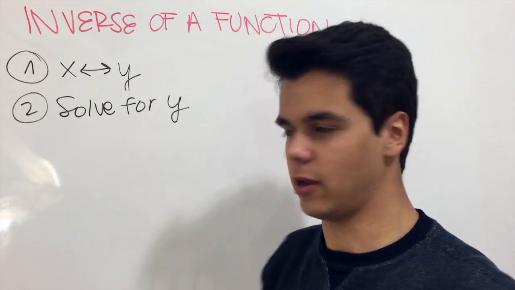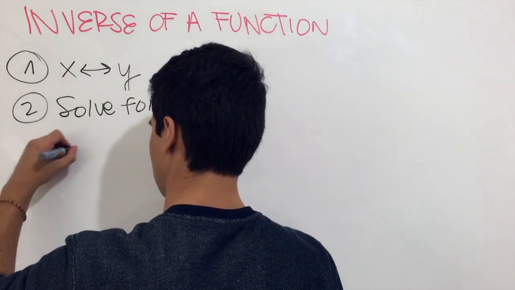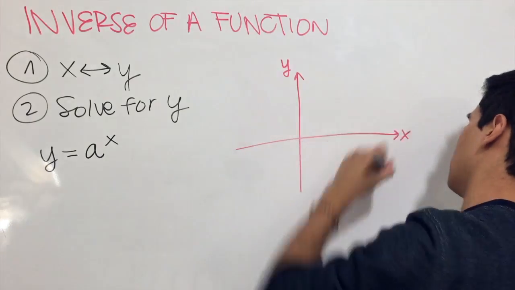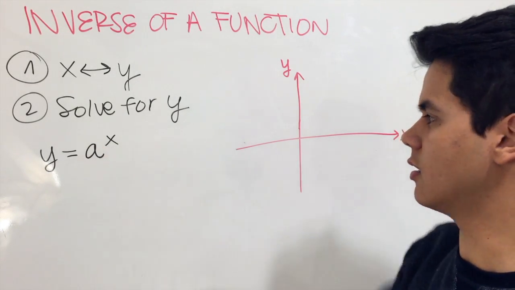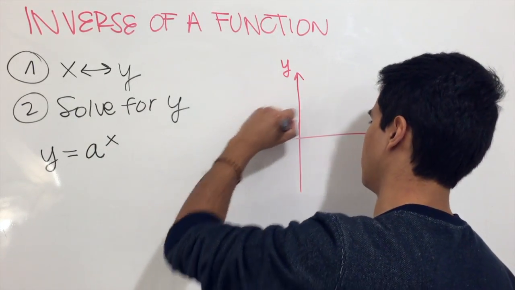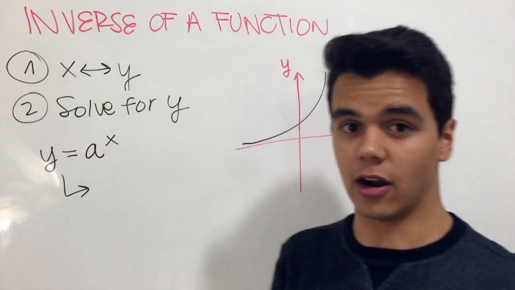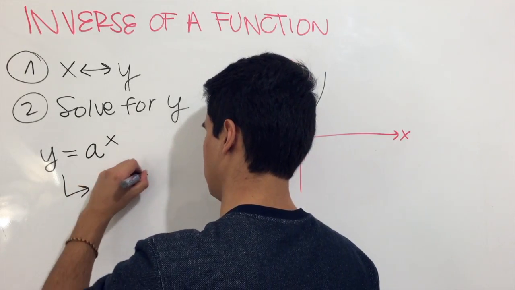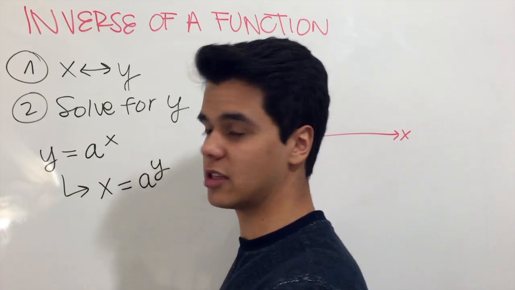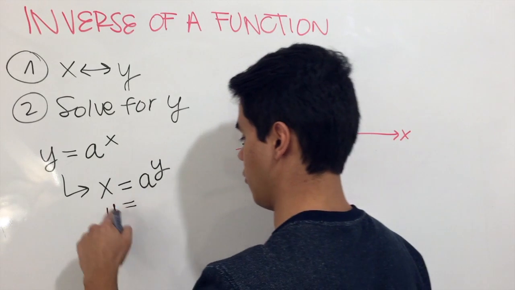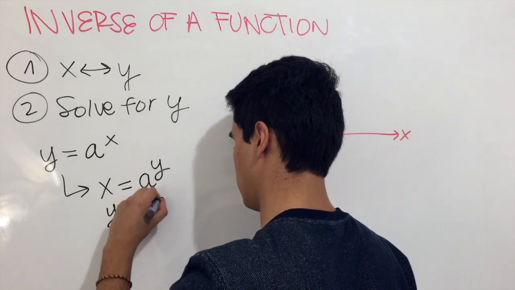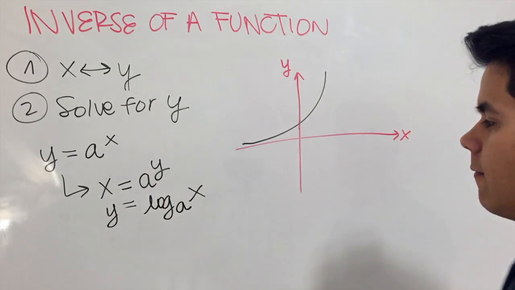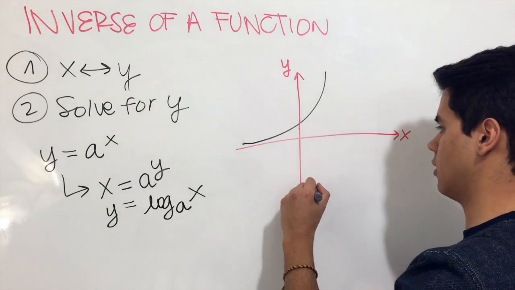Now our last example is y is equal to a to the power of x. The sketch of the function y equals a to the x is the exponential function, which looks like this. So again, our first step is interchange x and y. So x is equal to a to the power of y. Now let's solve for y. So we can say that y is equal to log base a of x. And we know that that function looks like this.